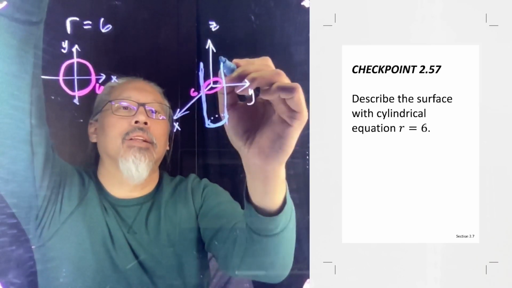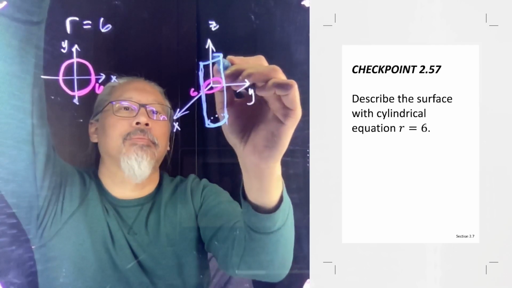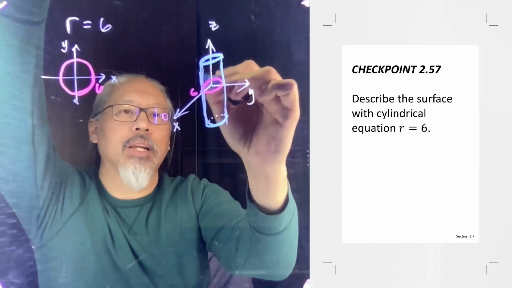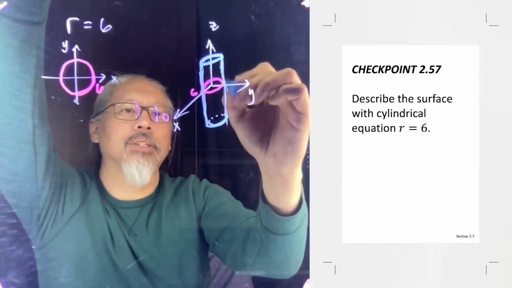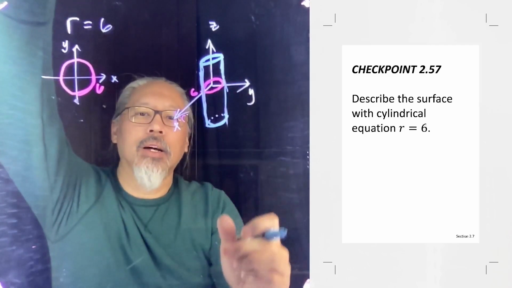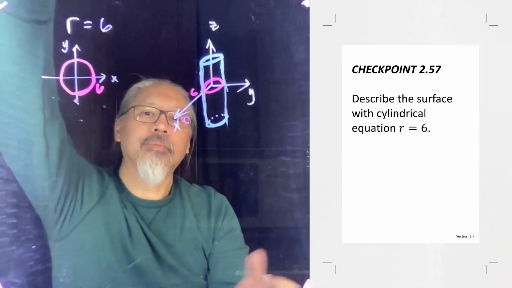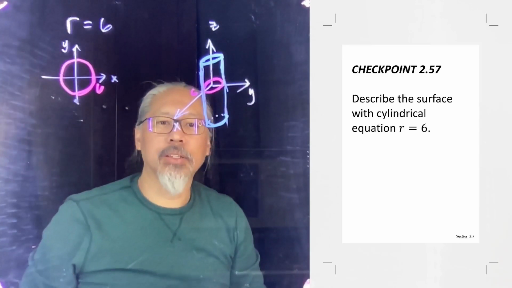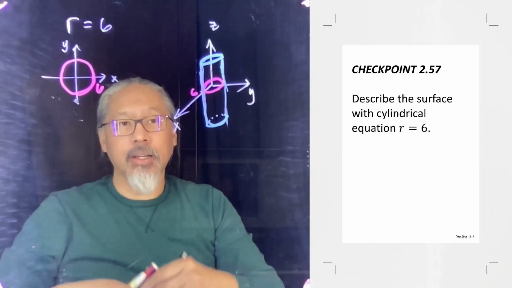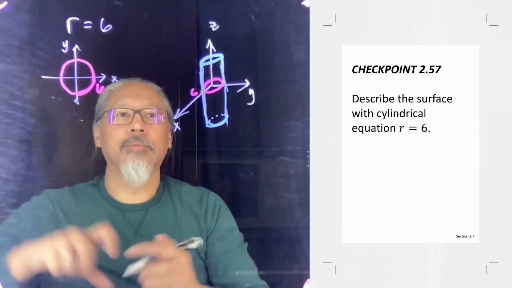So now we have an actual cylinder. We would probably call it a circular cylinder, and I'm drawing it as if it was stopping, but technically it goes on forever along the z-axis. So this is the surface.